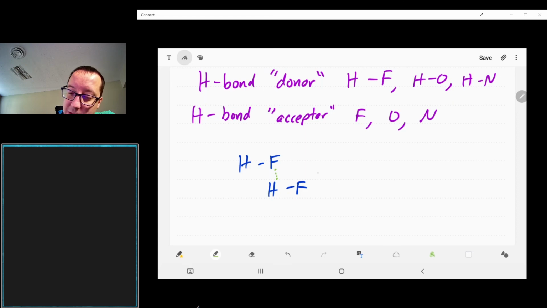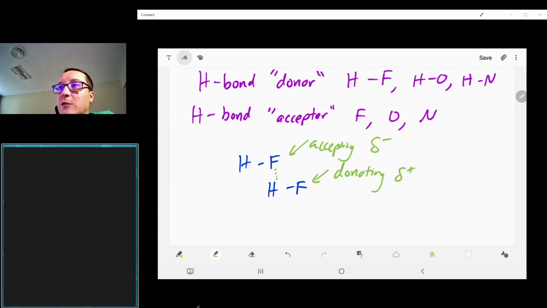This one is going to be donating the bond. This one's going to be accepting. The accepting part is going to be the negative. The donating one is the positive side that's interacting together. So we're going to see that they can be the same molecule. That's not a problem.